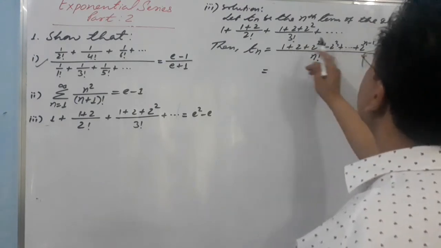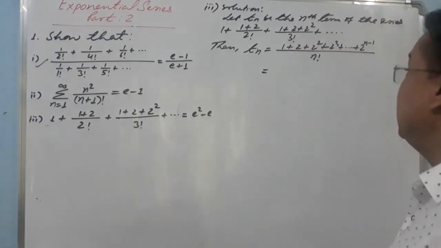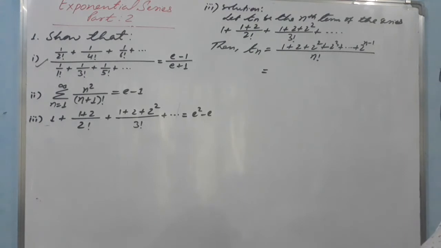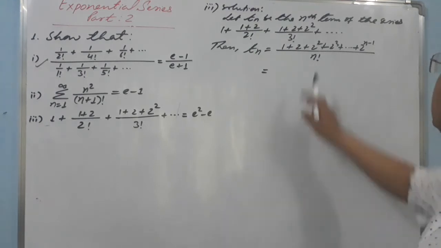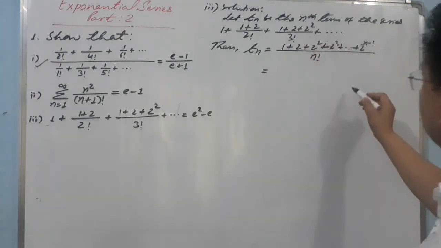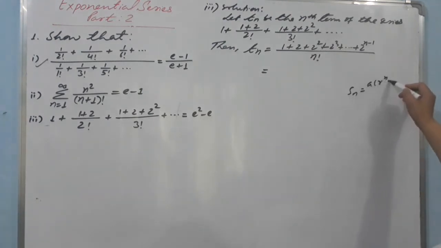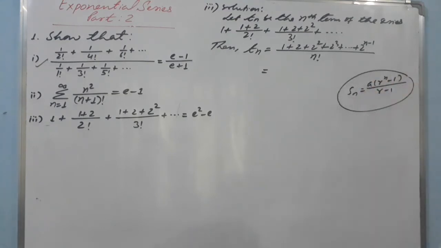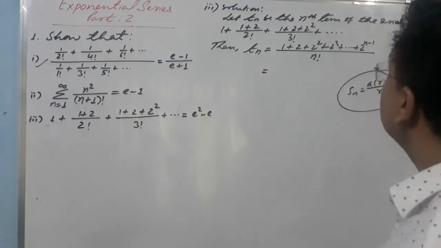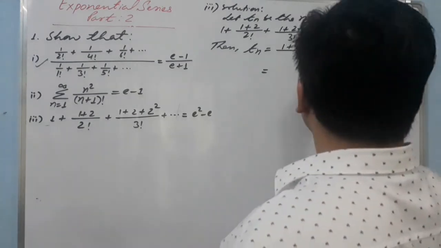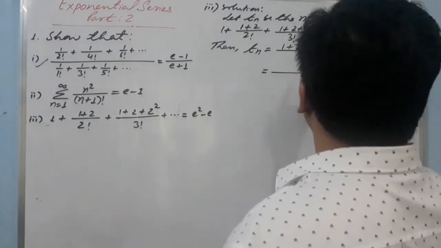If you see this one, this is the sum of the first n terms of a GP, because the ratio is the same. And for a GP, the formula is Sn equals a times r raised to power n minus 1 over r minus 1. We need to use this formula. Don't forget this formula. Here there are n terms.